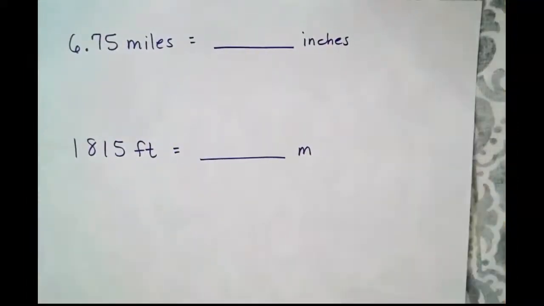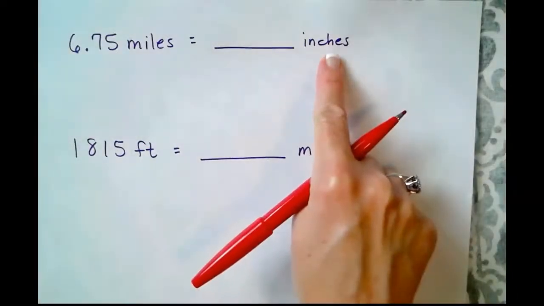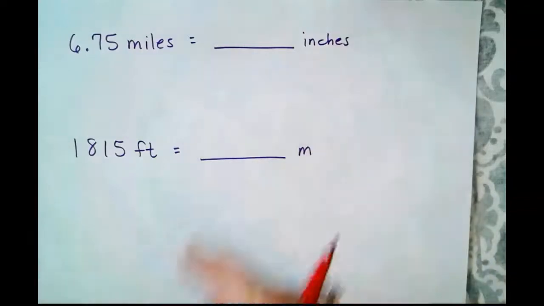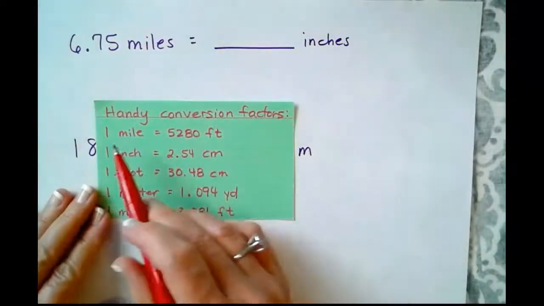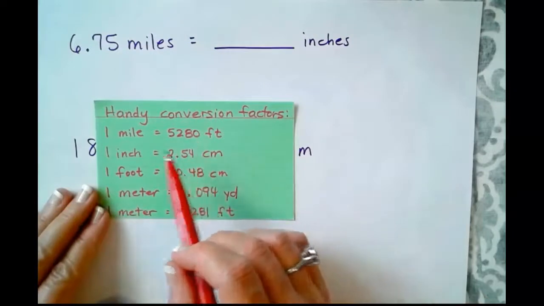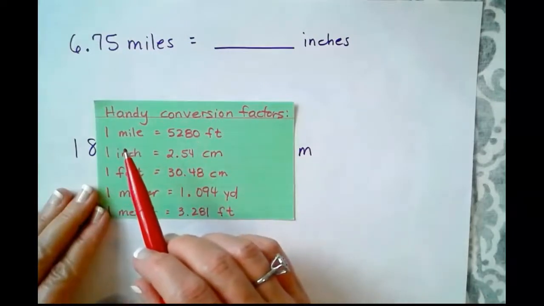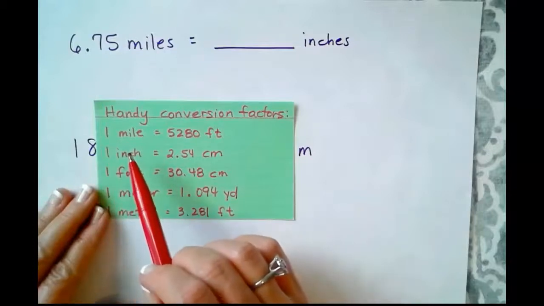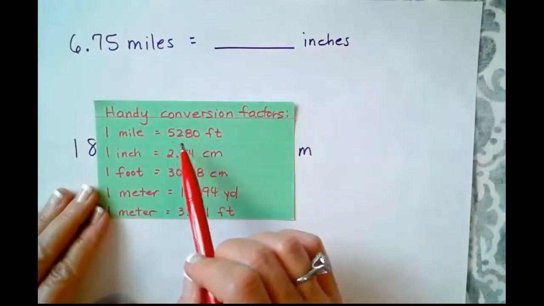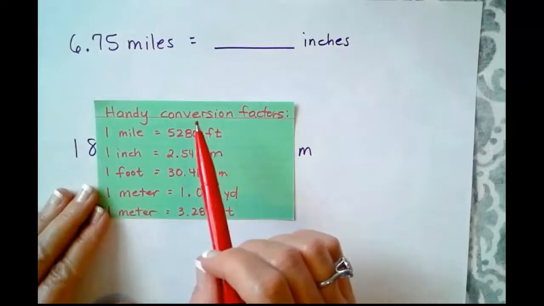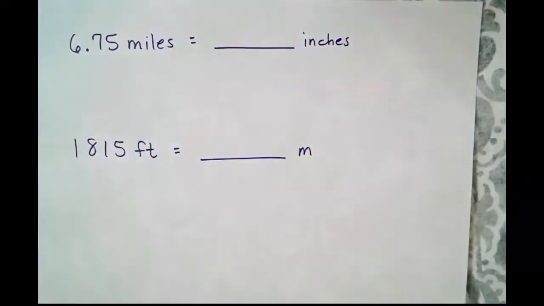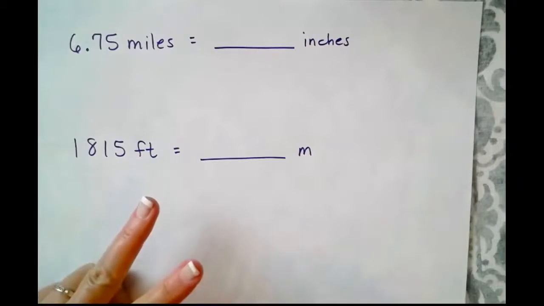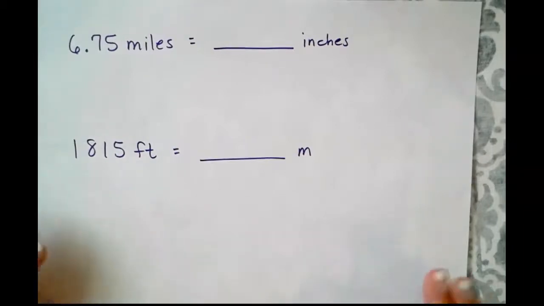Next, 6.75 miles all the way to inches. Now, let's think about what we do know, and I'm going to bring back my handy-dandy note card here. My first conversion factor is one that you should know. It's one that we have used many times before in school and will continue. 1 mile is equal to 5,280 feet. Now, I don't have one for miles to inches, so this time, instead of using just one conversion factor, we're going to use 2. They're both going to be equivalent to 1.